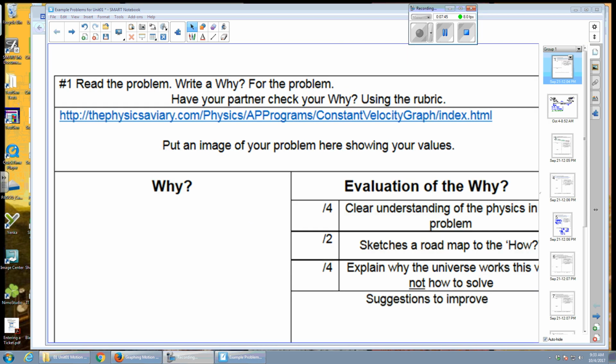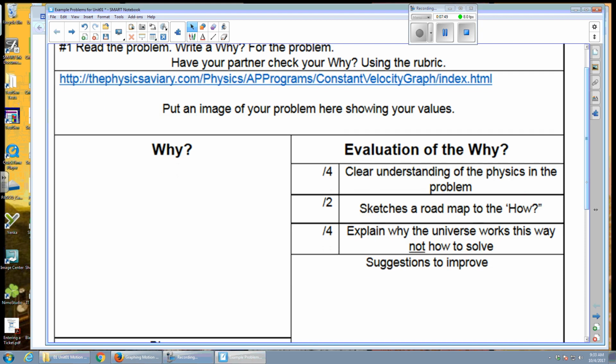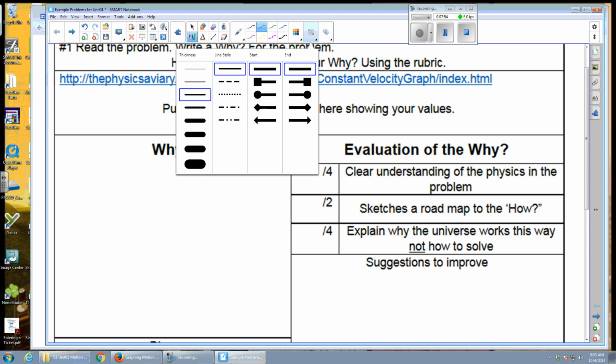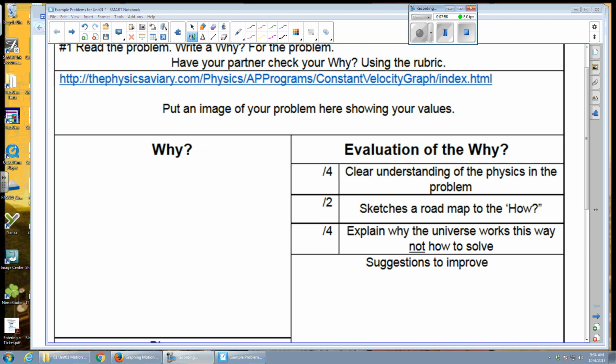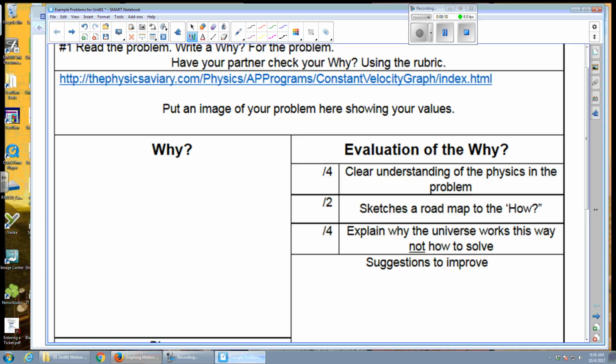So my Y for this should show that I understand. That's a stretch. All right, so my Y should focus that I understand how, from a position time graph, I can have a clue about the velocity. Well, I should show I understand what velocity is.